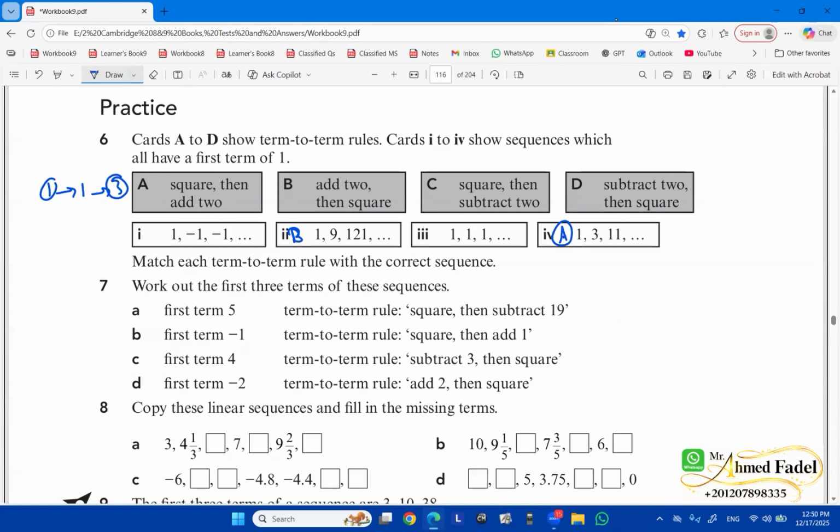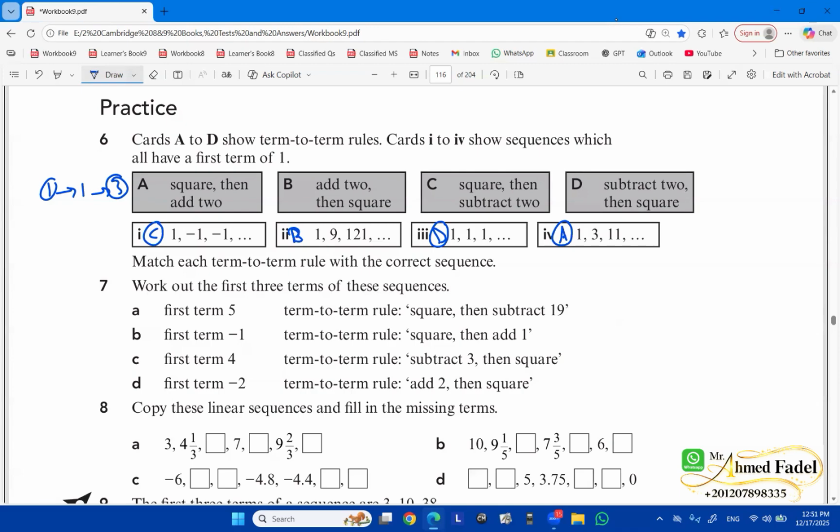C, they say to you square it. So squaring the 1 is going to become a 1. Then subtract 2, it becomes -1. So C is this one here. D, and the last card is definitely going to be this one. They say to subtract 2, then square it. So 1 minus 2 is -1. Square it becomes 1. Subtract 2 becomes -1. Then square it becomes 1. And so on. So this is D.